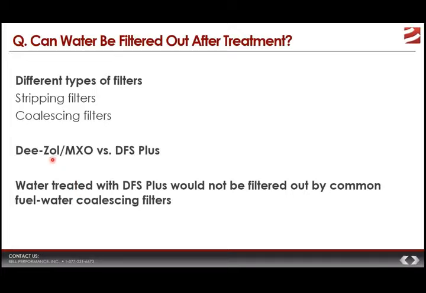Water that's treated with diesel or Mexico, some of that would be because that water is accessible to that filter and the way that it works. But water treated with DFS Plus should be able to pass through a coalescing filter into the combustion chamber where it can be harmlessly disposed of as steam.